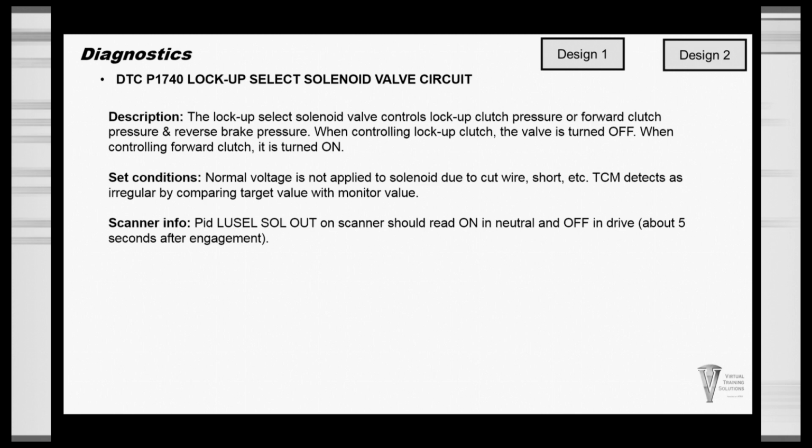The normal voltage is not applied to the solenoid due to a cut wire, short circuit, etc. So what they're saying is the voltage is not correct on that circuit, and that's what it's setting the code for.